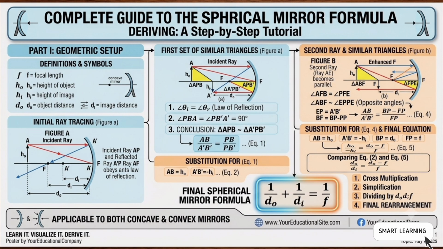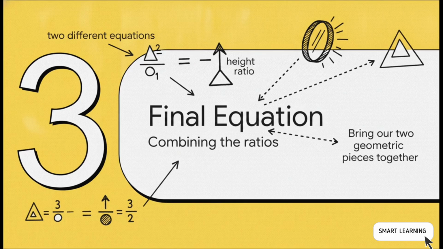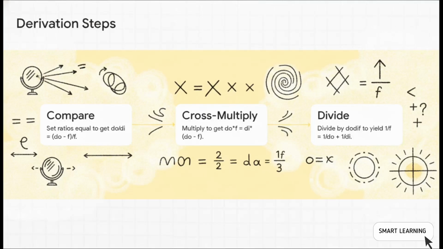Section 3. Deriving the final equation. So, the crucial point is combining these ratios we just found. And this brilliantly illustrates the real magic of this proof. We have two different equations that both equal the exact same height ratio. Since they equal the same thing, we just set them equal to each other.